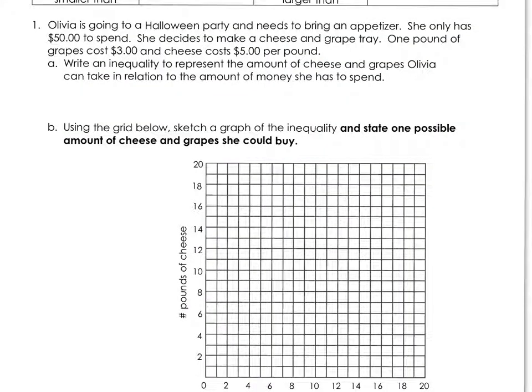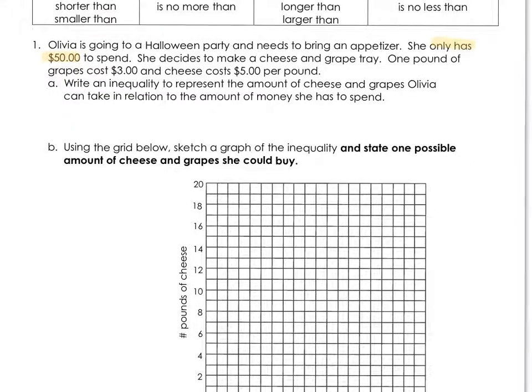Okay, so we have this problem. Olivia is going to a Halloween party and needs to bring an appetizer. She only has $50 to spend, so that means that she can't spend more than that. She can only spend what she has. And she decides to make a cheese and grape tray. So she's buying cheese and grape. 1 pound of grapes costs $3 and cheese costs $5 per pound.